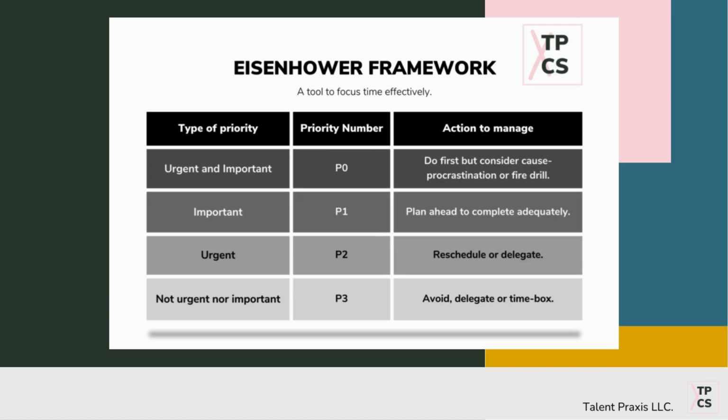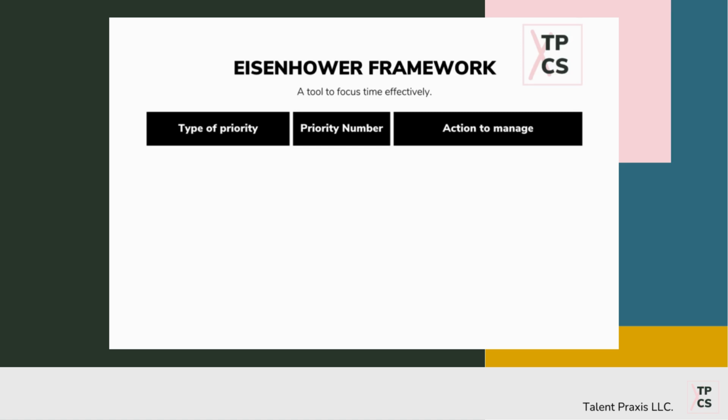Once you have set goals for yourself and your team, you are able to utilize frameworks such as the Eisenhower framework to focus time effectively. When using this framework, you're going to start by identifying your tasks, projects, or work at hand, and then consider for each activity what is the priority of that activity, what is the type of priority, and then you can number them if helpful. And from there, you can determine the action that you should be taking to manage said activity. So, the type of priority is going to be based on urgency and importance.